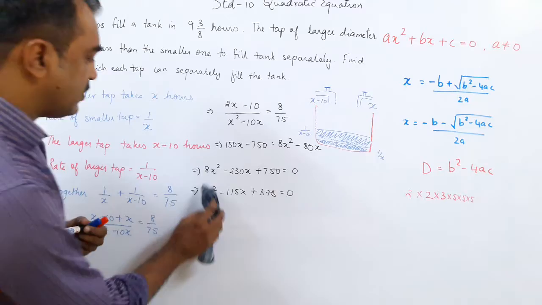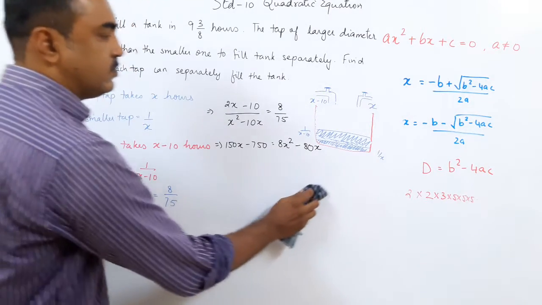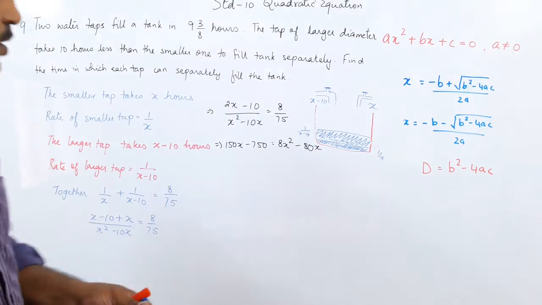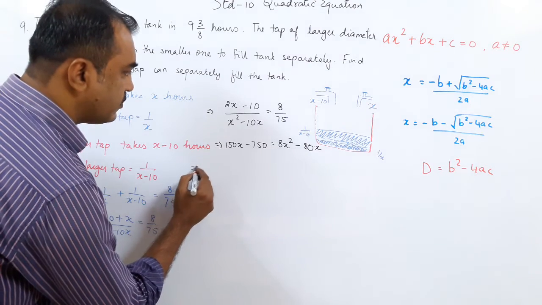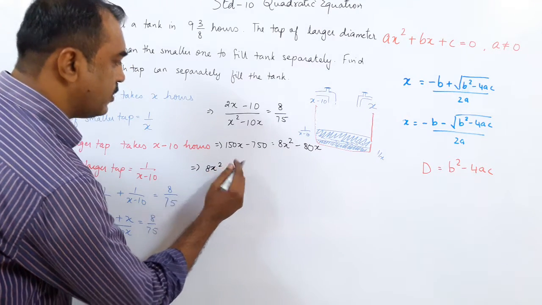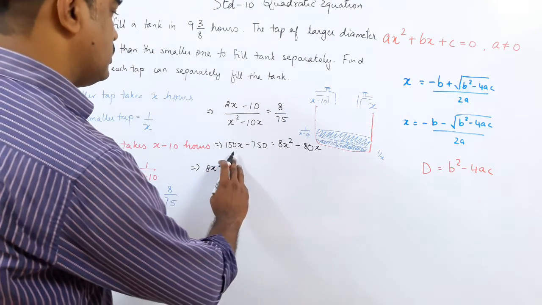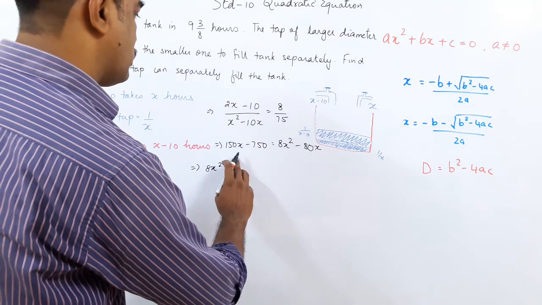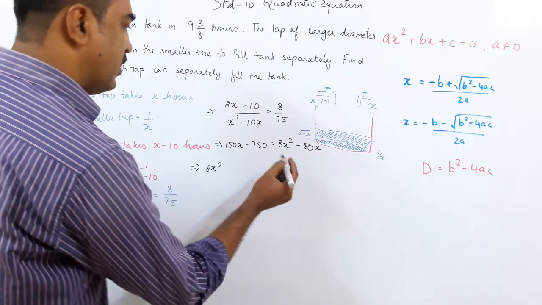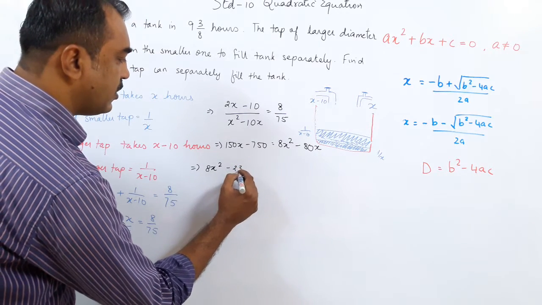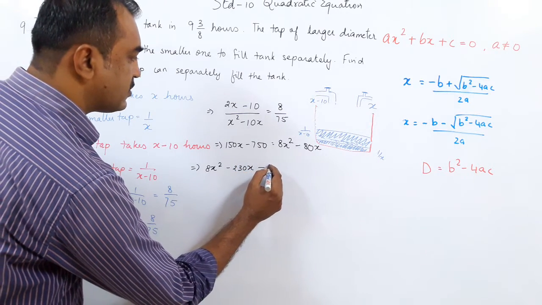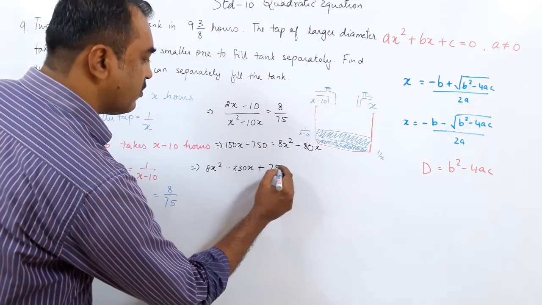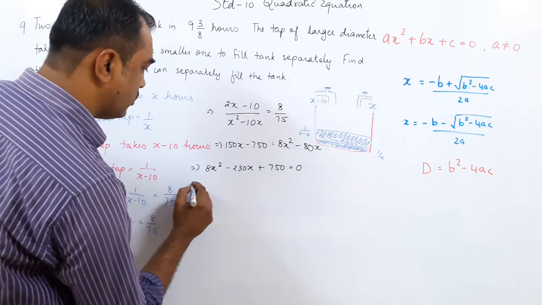And so these equations will need to change. So this is not going to work out. The new equation will be 8x square, yes, 8x square, we got the same equation, minus 230x plus 750 equal to 0.